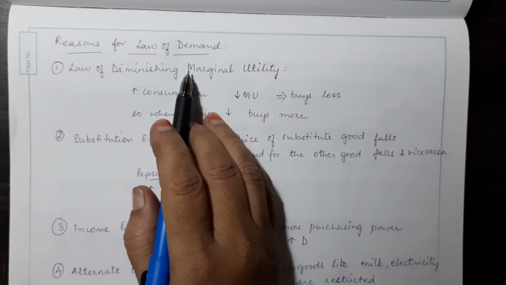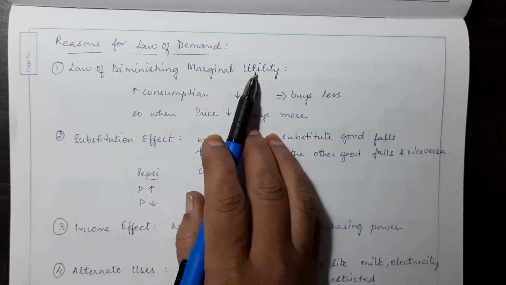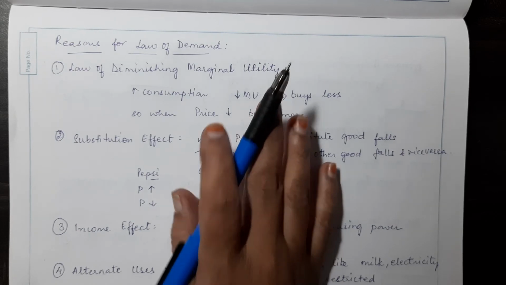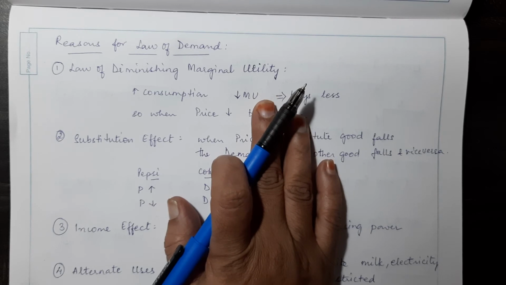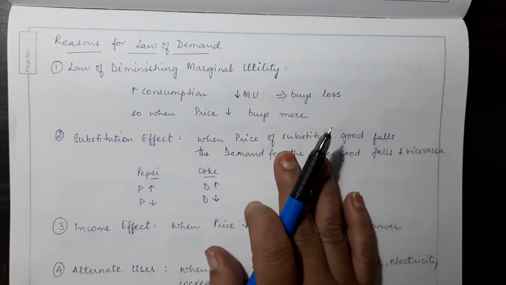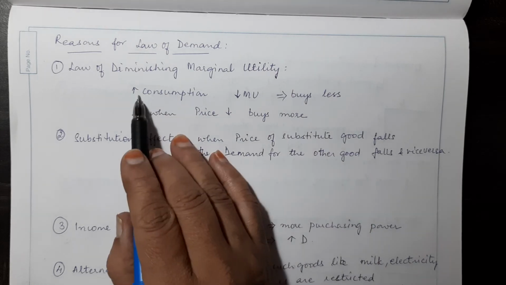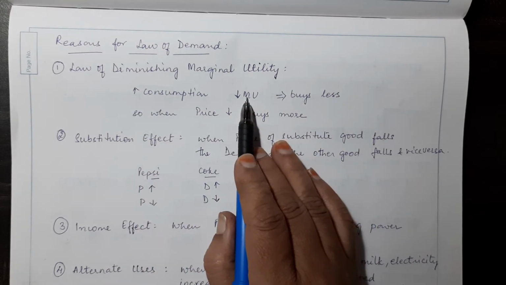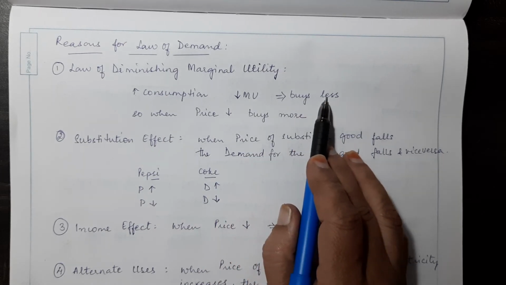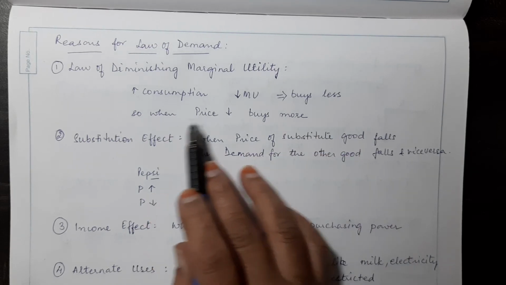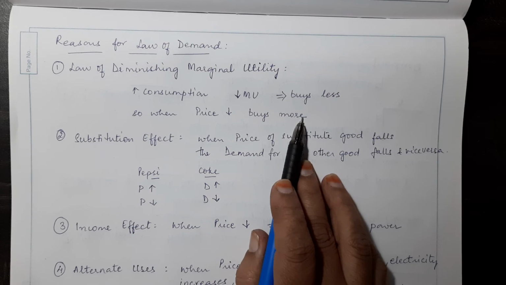Now, what are the reasons for this law of demand to function? The first of them is the law of diminishing marginal utility. According to this law, as the consumption of a commodity increases, the marginal utility of each successive unit goes on diminishing. So, as consumption increases, the marginal utility falls. This would imply that the consumer would buy less and less of the good. So, when the price falls, the consumer would buy more units of the good.